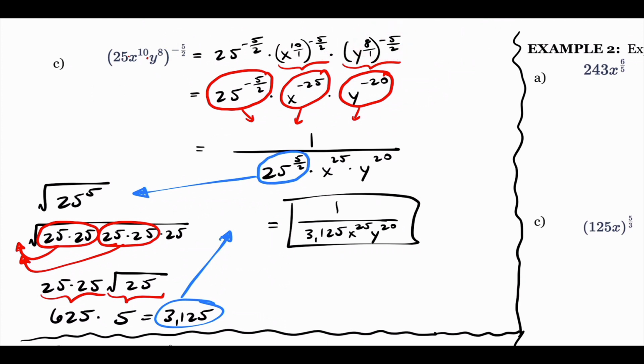They all have to move to the bottom since they all have negative exponents. So that means a 1 goes on top. And then since they all have different bases, I can't combine anything.